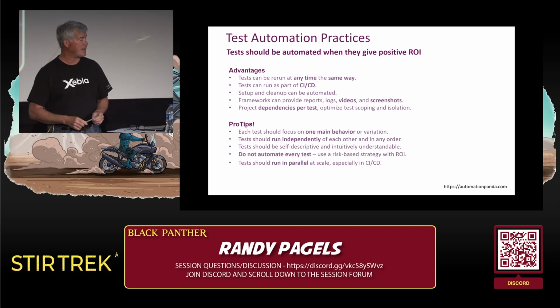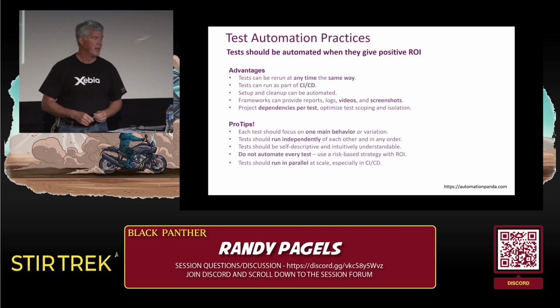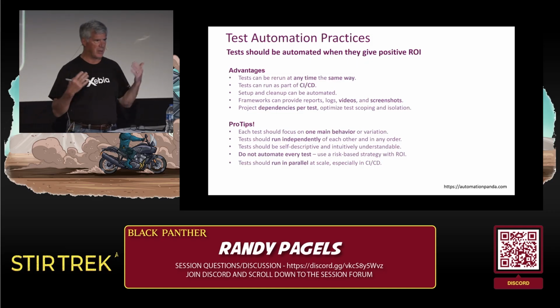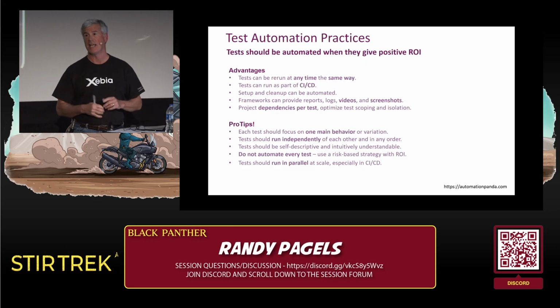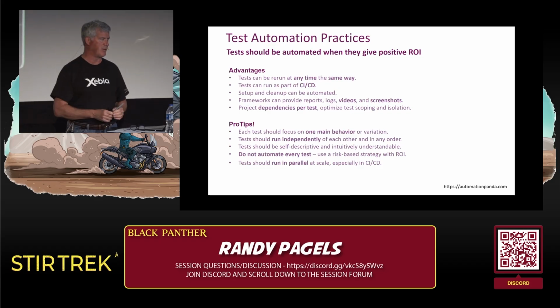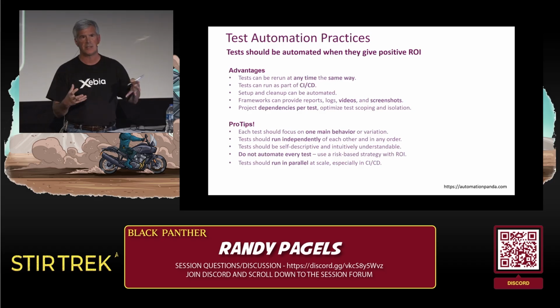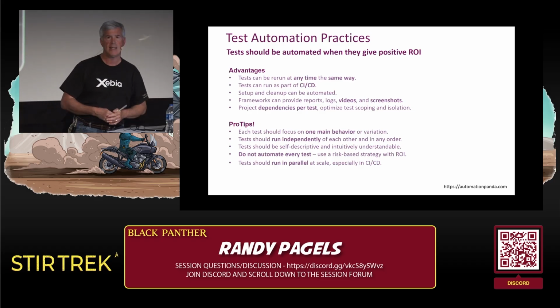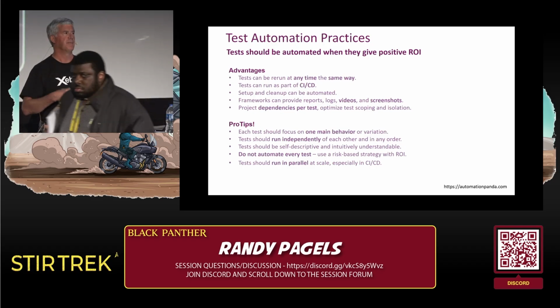Some of these test automation best practices are being able to rerun the test at any time. Make sure we can run these in the CI/CD pipeline. Each test will reset itself and run independently. One of the pro tips here is don't automate every test. I've seen someone take all their manual tests and try to automate every one of them. Go for the ones with the biggest ROI and automate those. Biggest bang for the buck.